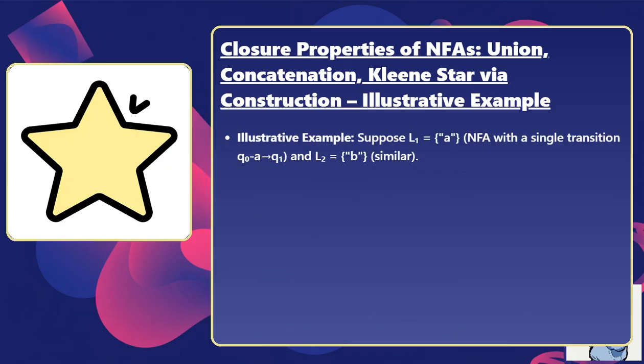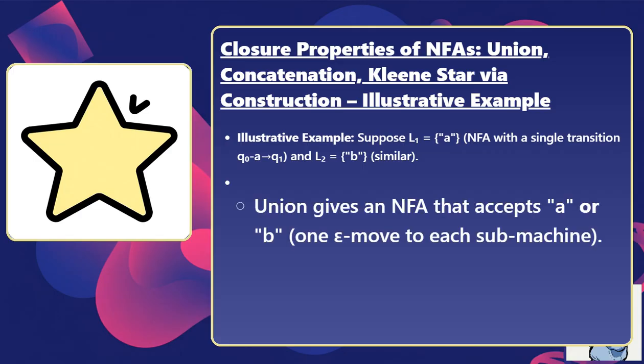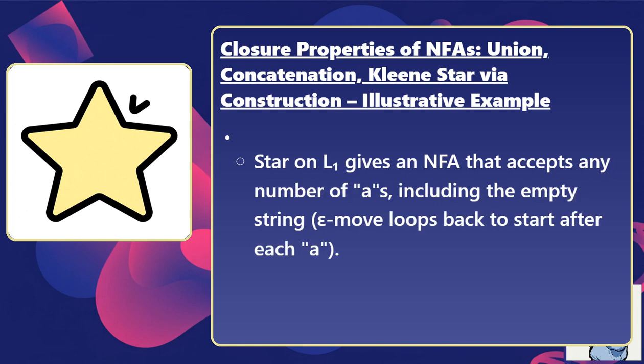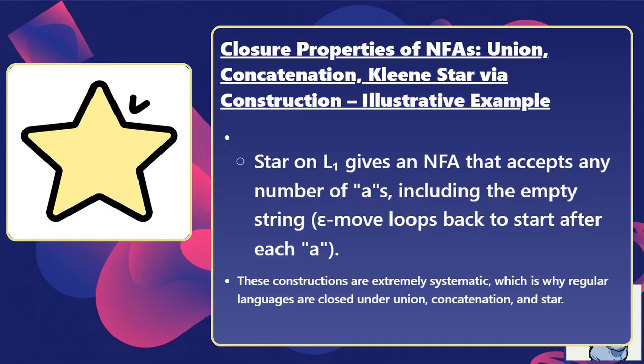Illustrative example. Suppose L1 is an NFA with a single transition Q0 on a to Q1, and L2 is B similarly. Union gives an NFA that accepts a or b, with one epsilon move to each sub-machine. Concatenation yields an NFA that accepts ab, with an epsilon move from Q1 of the first to the start of the second. Star on L1 gives an NFA that accepts any number of a's, including the empty string, with an epsilon move looping back to start after each a. These constructions are extremely systematic, which is why regular languages are closed under union, concatenation, and star.